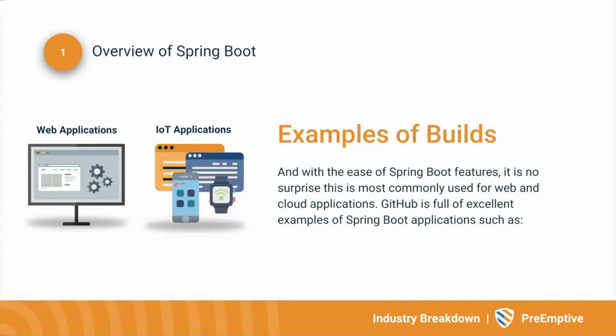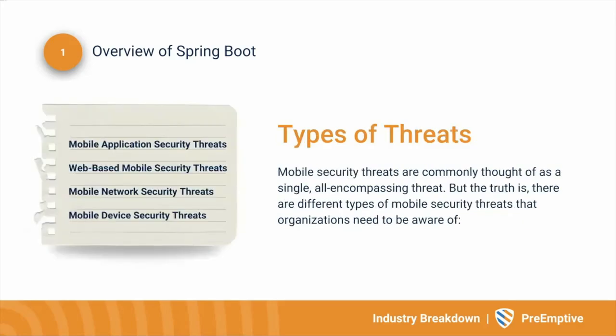And IoT applications. Spring Boot can kickstart IoT applications. It is a great example of how the tool can be used for IoT programs, such as the XOR Talk library, which can be quickly added to any Spring Framework project to connect the app to Microsoft Azure and Amazon Web Services IoT offerings. Mobile security threats are commonly thought of as a single, all-encompassing threat. But the truth is, there are different types of mobile security threats that organizations need to be aware of. Mobile application security threats.